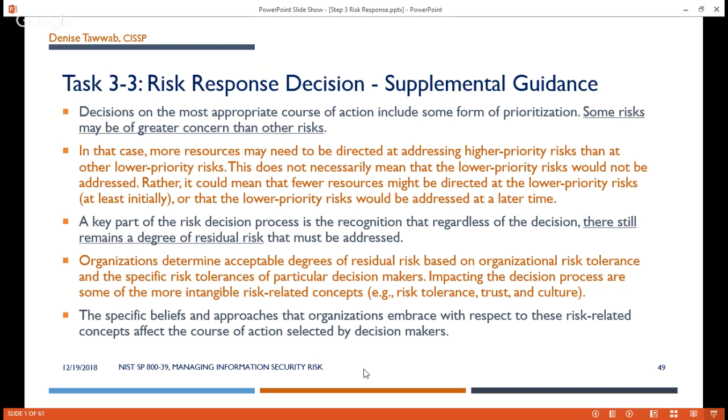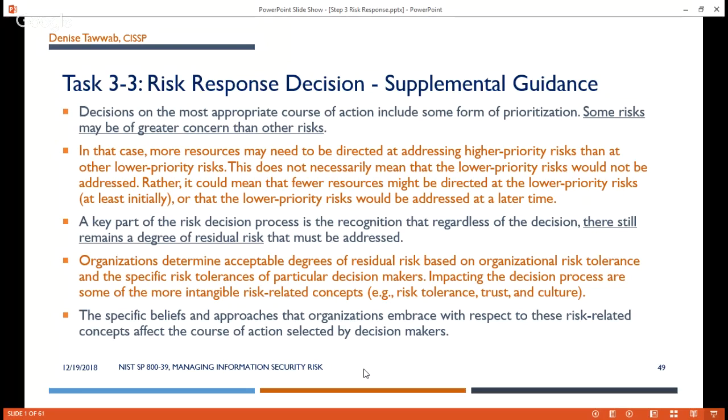A key part of the risk decision process is the recognition that regardless of the decision, there still remains a degree of residual risk that must be addressed. Organizations determine acceptable degrees of residual risk based on the organization's risk tolerance and the specific risk tolerance of particular decision makers. Impacting the decision process are some of the more intangible risk related concepts, for example, risk tolerance, trust, and culture. The specific beliefs and approaches that organizations embrace with respect to these risk related concepts affect the course of action selected by decision makers.